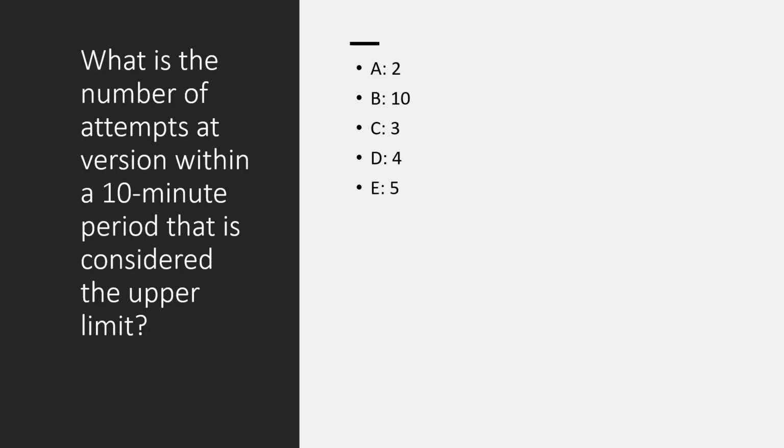What is the number of attempts at version within a 10-minute period that is considered the upper limit? So this is referring to ECV, which is external cephalic version. Is it A, 2 attempts, B, 10 attempts, C, 3 attempts, D, 4 attempts, or E, 5 attempts? And the answer is D, 4 attempts.